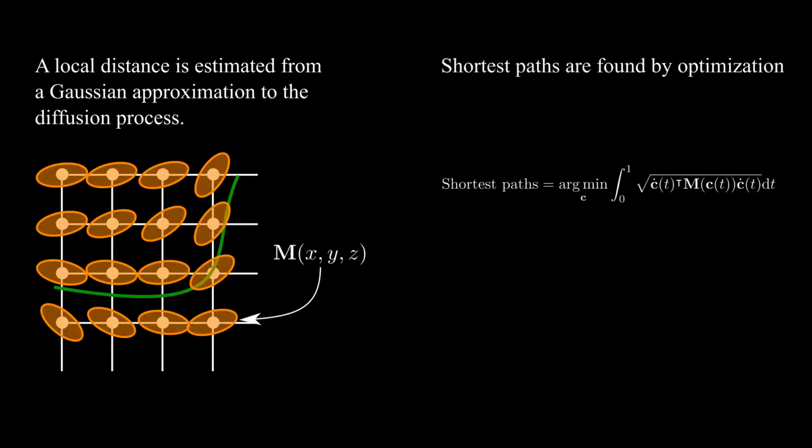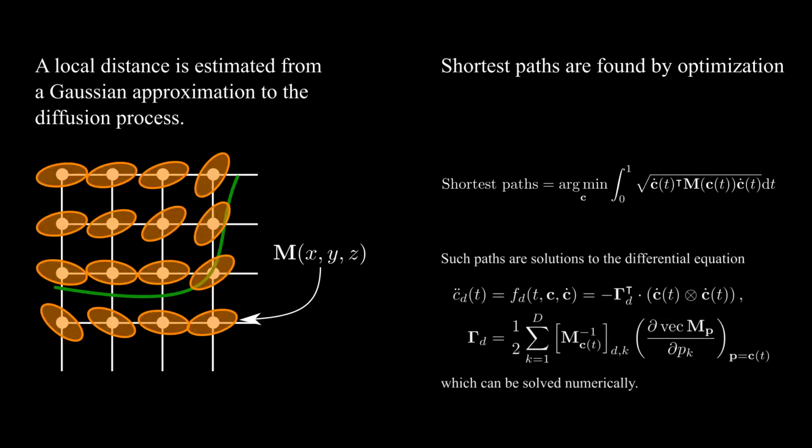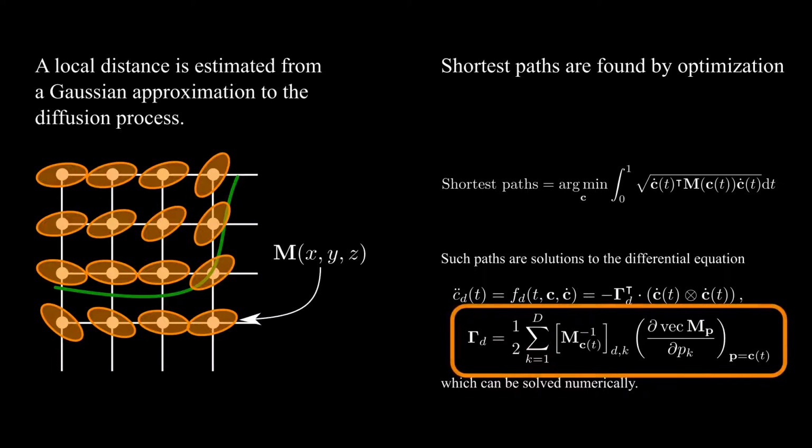Shortest paths are defined as minimizers of a global energy and can be found numerically by solving a second-order differential equation. Note how the gamma parameters of the differential equation depend on the local distance measure derived from the diffusion data. At this point, we just need to know how to solve differential equations.